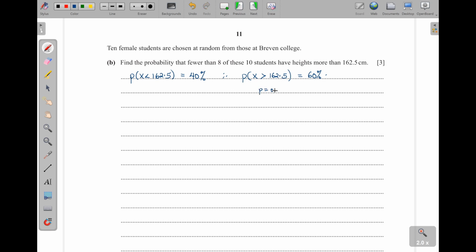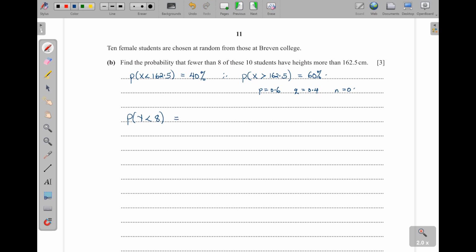P is going to be 0.6. Q will be 0.4. Then our n is 10. So since n is fixed, this is a binomial, like I said. So probability of, let me say, y less than 8, okay? Less than 8 out of the 10.